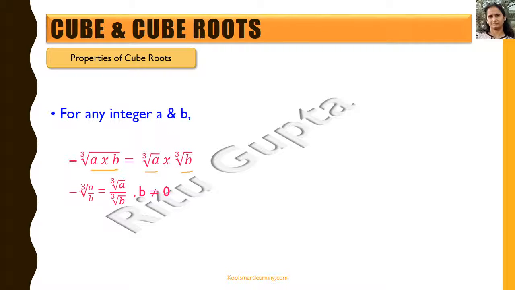And similarly, the cube root of a divided by b is equal to the cube root of a divided by the cube root of b. In this case, b cannot be 0. So the first one is true for all integer values of a and b. For the second one, the value of b cannot be 0.